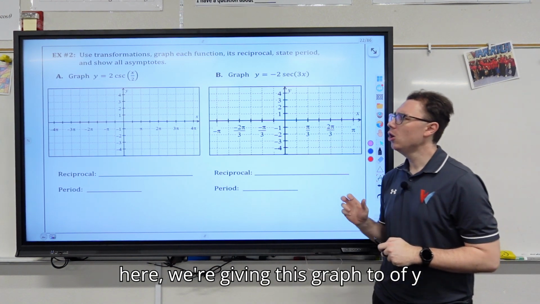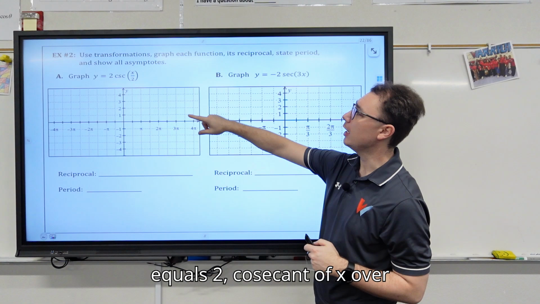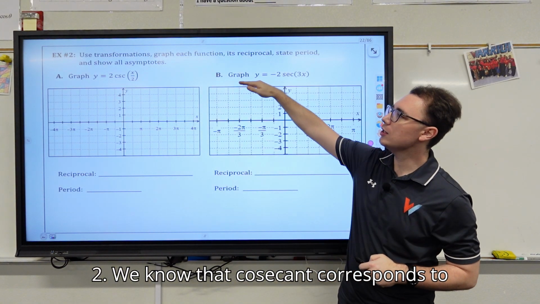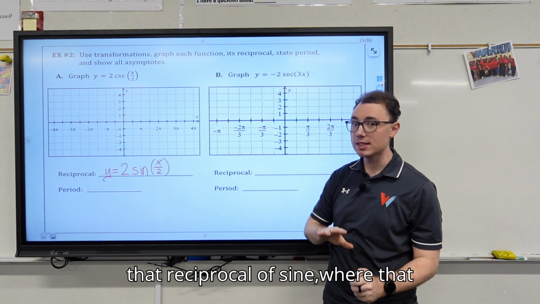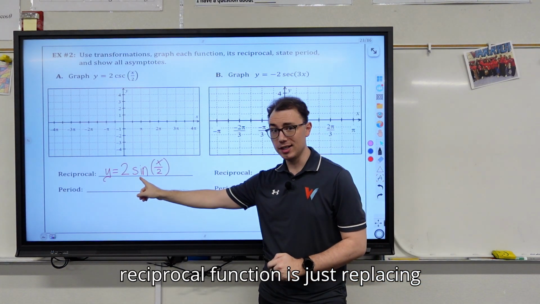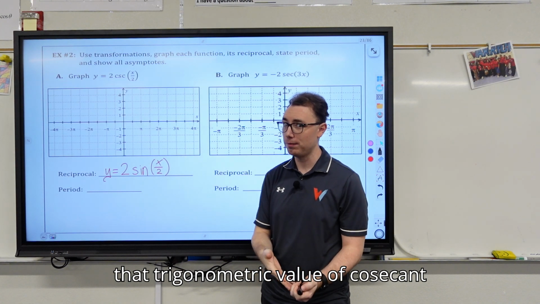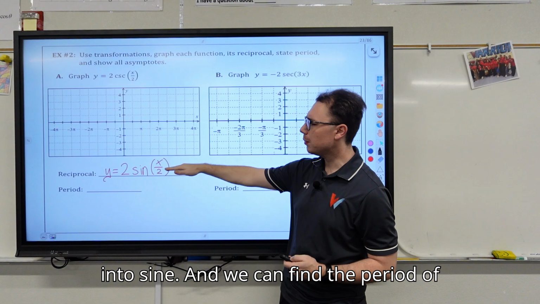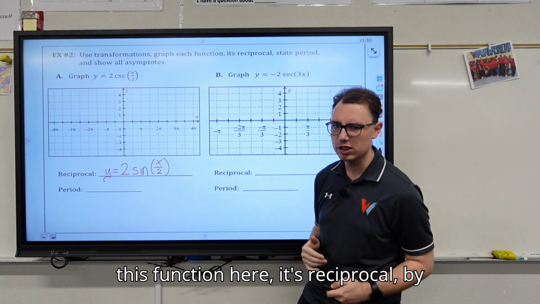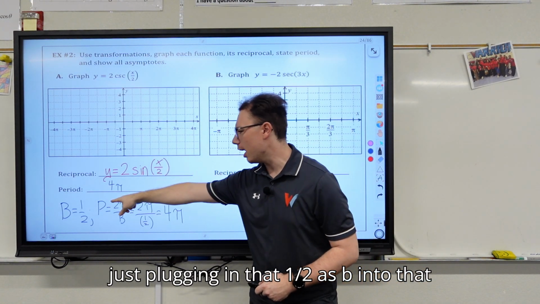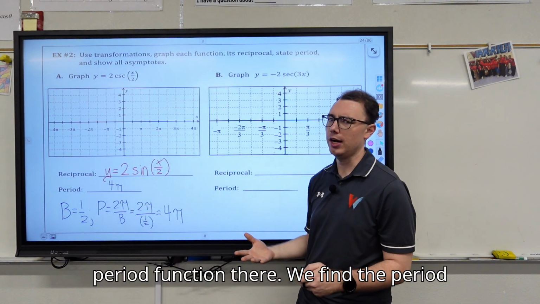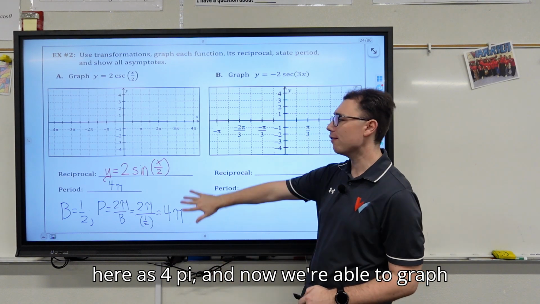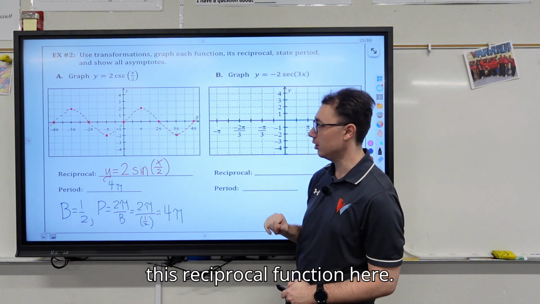In part A here, we're given the graph of y equals 2 cosecant of x over 2. We know that cosecant corresponds to the reciprocal of sine, where that reciprocal function is just replacing the trigonometric value of cosecant with sine. And we can find the period of this function here, its reciprocal, by just plugging in that 1/2 as b into the period formula. We find the period here is 4 pi, and now we're able to graph this reciprocal function.